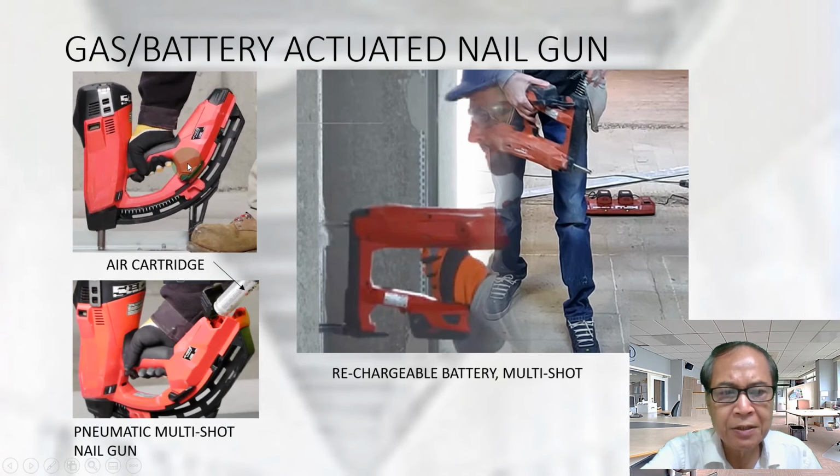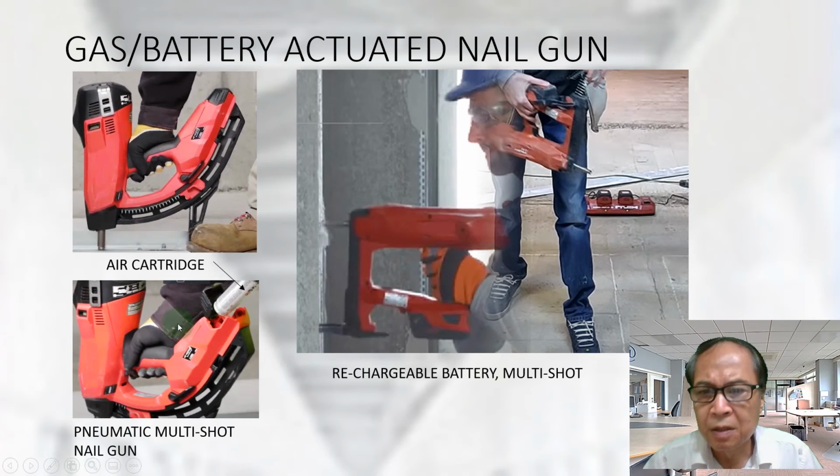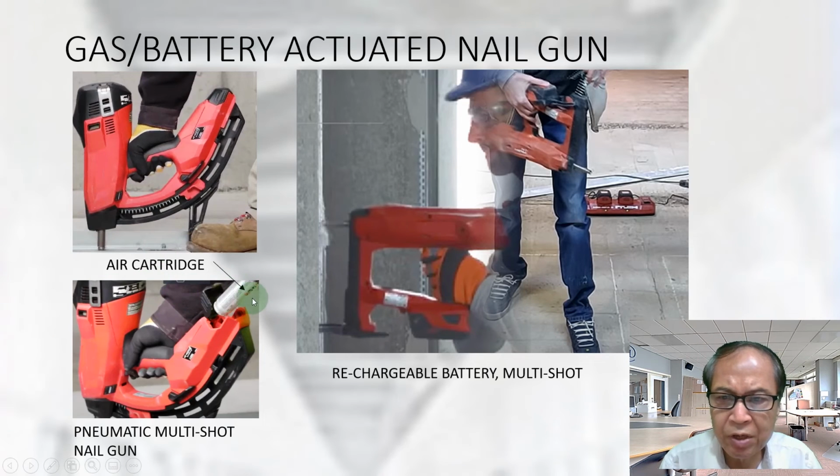You don't need a license for this. If it's an explosive driven gun, you need a license, and if no license, there may be a fine. For this pneumatic gun, we don't need a license. This is the CO2 air cartridge. This CO2 compresses the air to drive the gun.